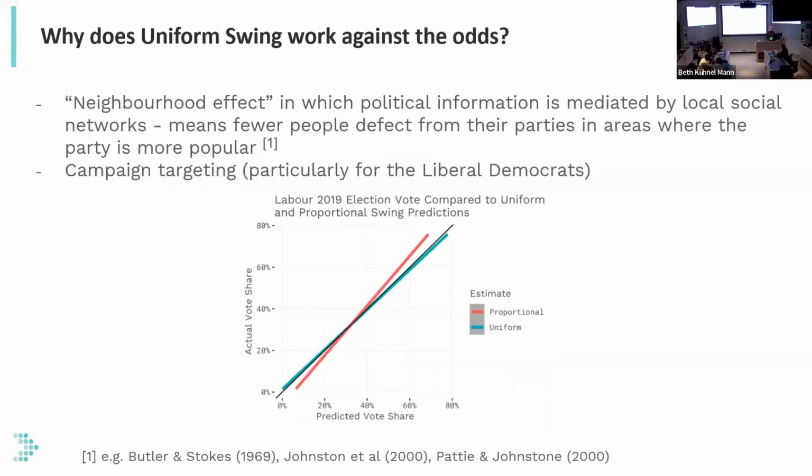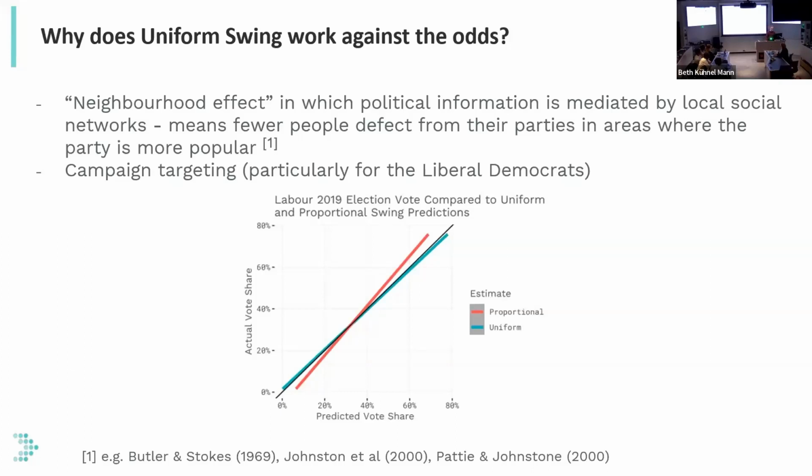Uniform swing is a funny one because it's kind of unintuitive. You might expect that if a party is gaining or losing votes, they would do so roughly in the same proportion across the country. So if Labour is losing 5% of its vote, you think it's almost a certainty that they're going to lose more votes in Liverpool, where they've got 80% of the vote to start with, versus North Cornwall, where they've got 5%. But it actually works surprisingly well in past elections.